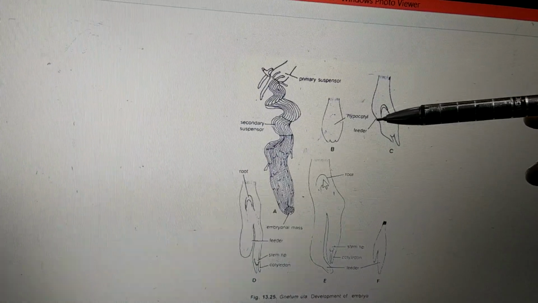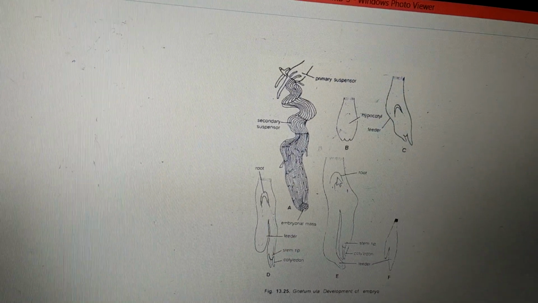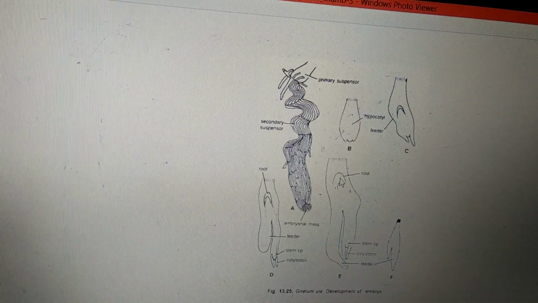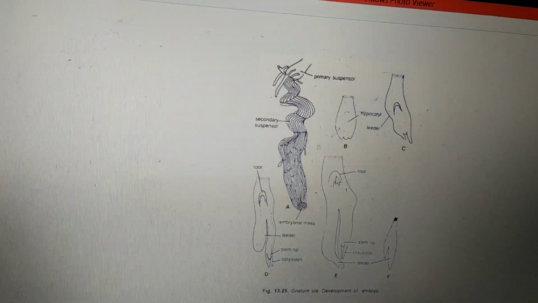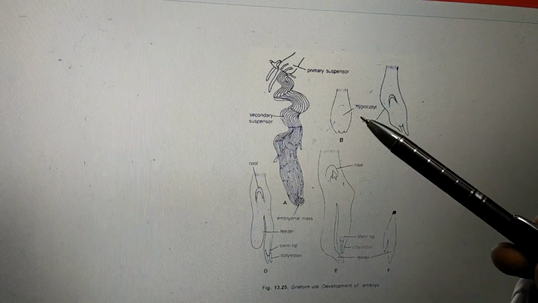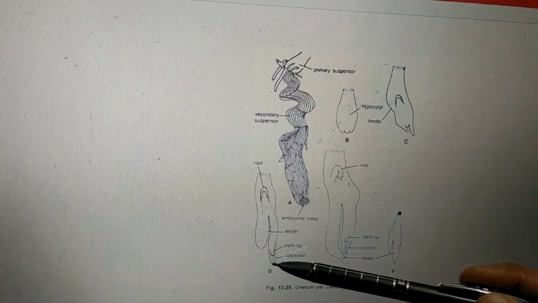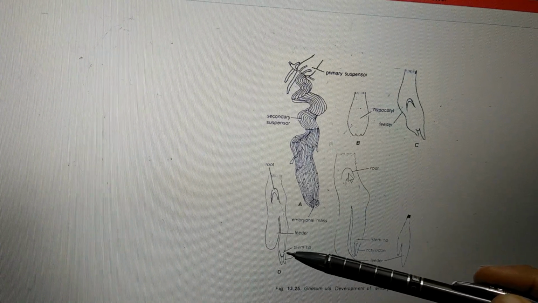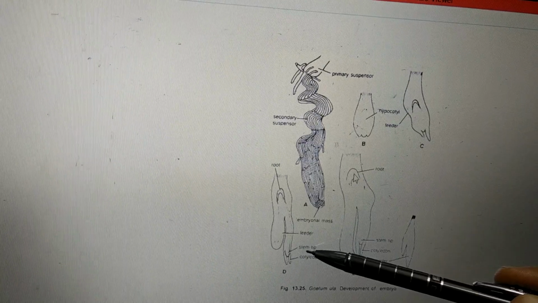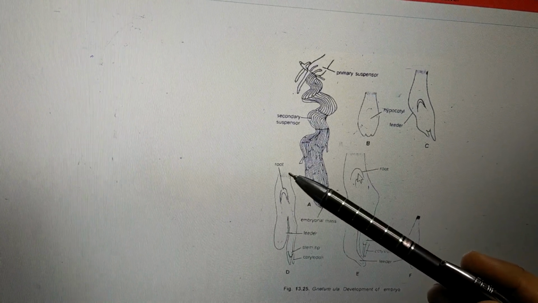Now during the development of the embryo, on its lateral side we can see a hump-like structure. This hump-like structure is called a feeder. Again, the role of the feeder is to absorb the nutrients in order to support the developing embryo. On either side of this feeder, we have structures. This is the feeder, enlarged. On either side, we have two cotyledons, followed by a plumule. Plumule is going to form the stem in future. We have the radicle. Radicle further forms the root.